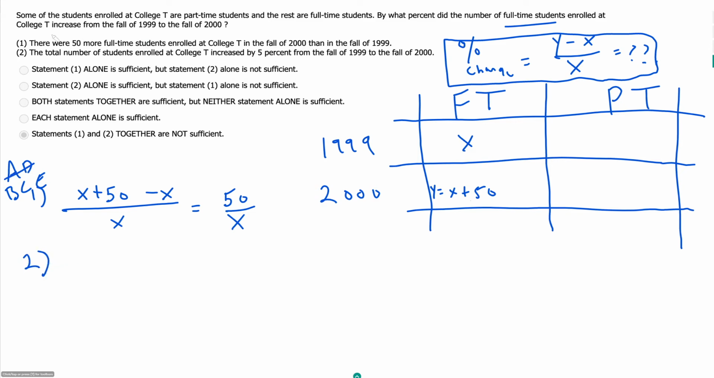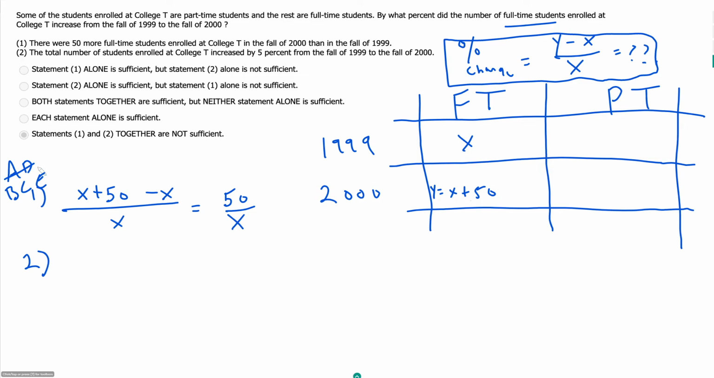Because if all we know is there were 50 more students in 2000 than in 1999, the percent change is going to depend on how many students we had to start. If we only had one student in the class, then increasing that by 50 is going to be a huge percent change. But if there were 1 million students in the class, then adding 50 more is not going to affect the percent change that much. So insufficient.